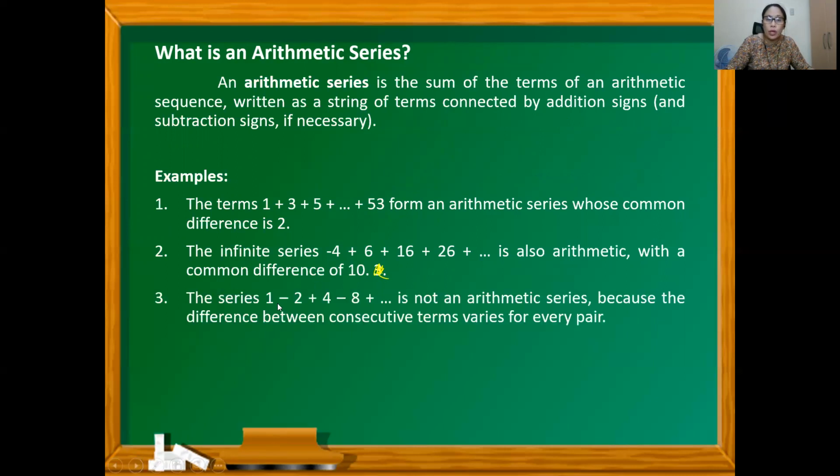And then the series 1, -2, 8, -2, and so on is not an arithmetic series, because the difference between consecutive terms varies for every pair. I mean, this is not an arithmetic series. Okay.